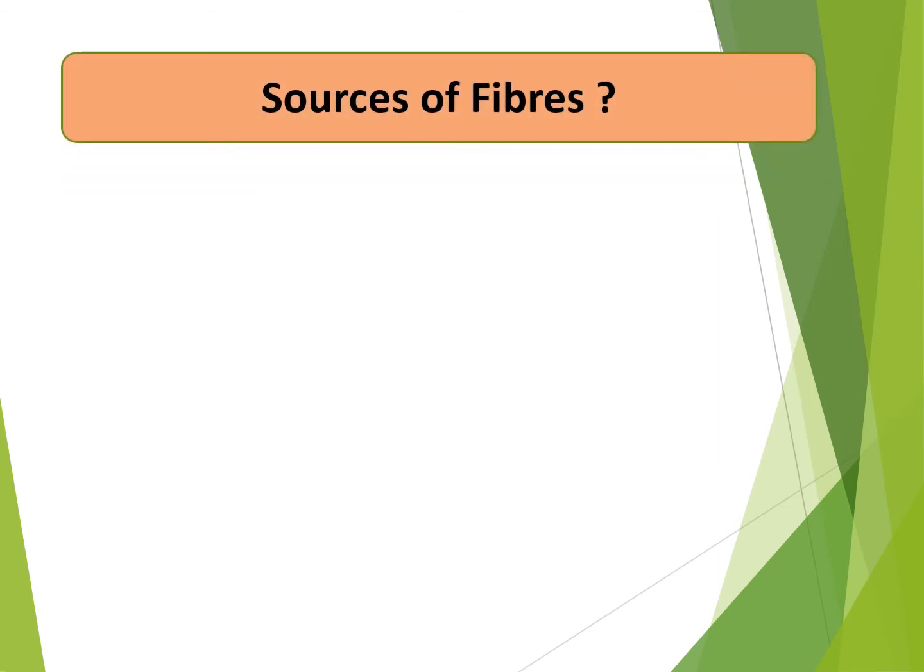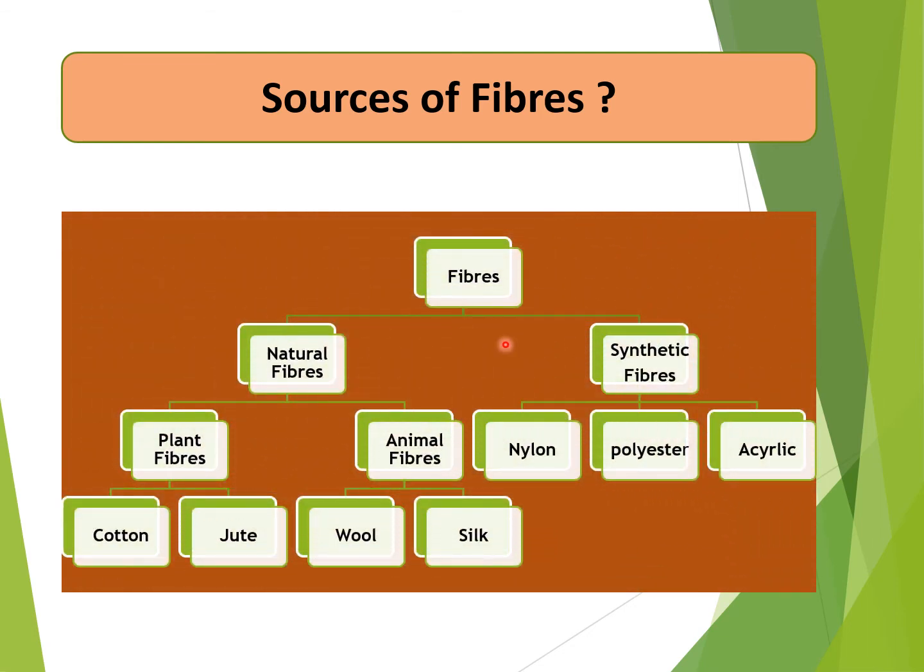Now we will know what the sources of fibers are. Fibers are obtained from natural sources or synthetic sources. Natural fibers are obtained from plants or animals. From the plants we get cotton and jute, and from the animals we get wool and silk. And examples of synthetic fibers include nylon, polyester and acrylic.